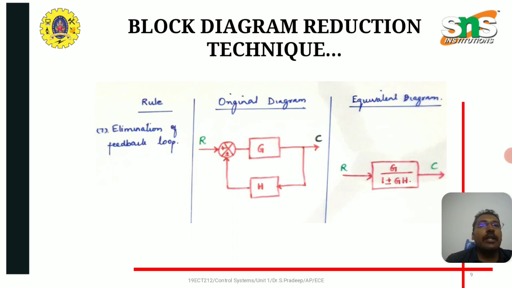Block diagram reduction technique rule number 7 is elimination of feedback loop. The original diagram shows the two blocks G and H. Its equivalent diagram is given by G divided by 1 plus or minus GH.